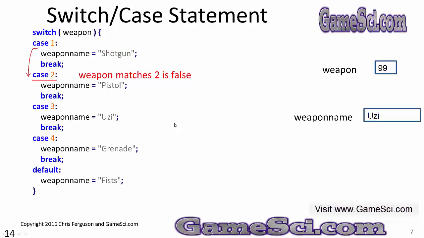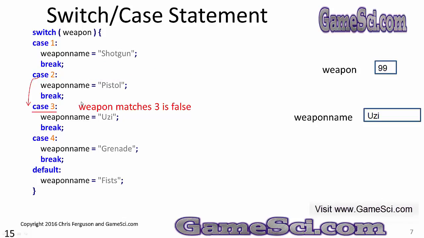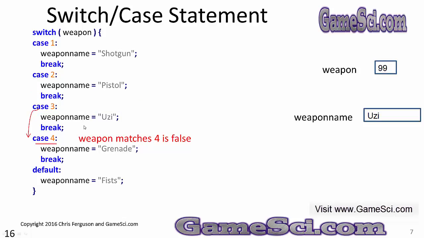So I'll fall down to the next case and check case 2. Does 99 in weapon match case 2? That's a false statement. Once again, I'll fall down to case 3. Does the 99 in weapon match case 3? That is very much a false statement. So I fall down and check case 4. Does the 99 match case 4? Absolutely not. That is false.